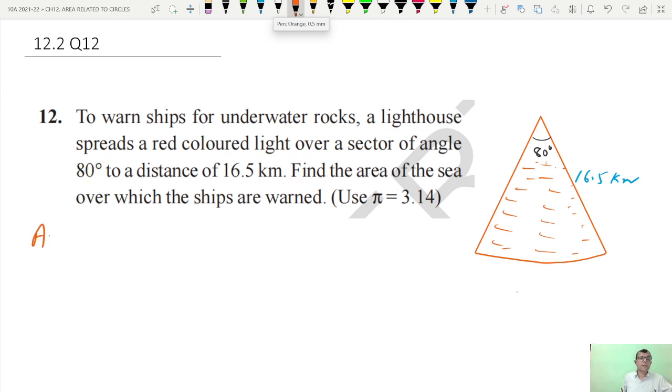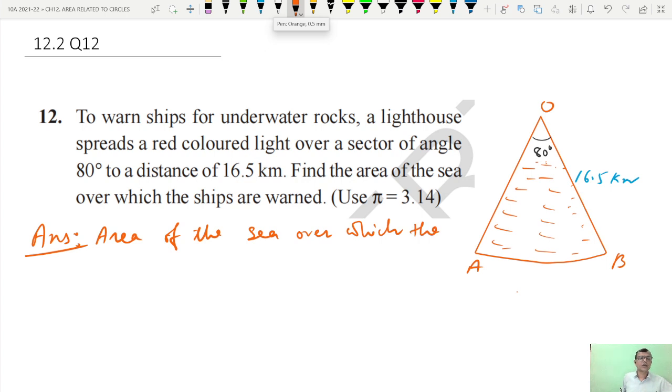Now you can write the answer. Let this be O, A, B. So, area of the sea over which the ships are warned is equal to area of the sector OAB.